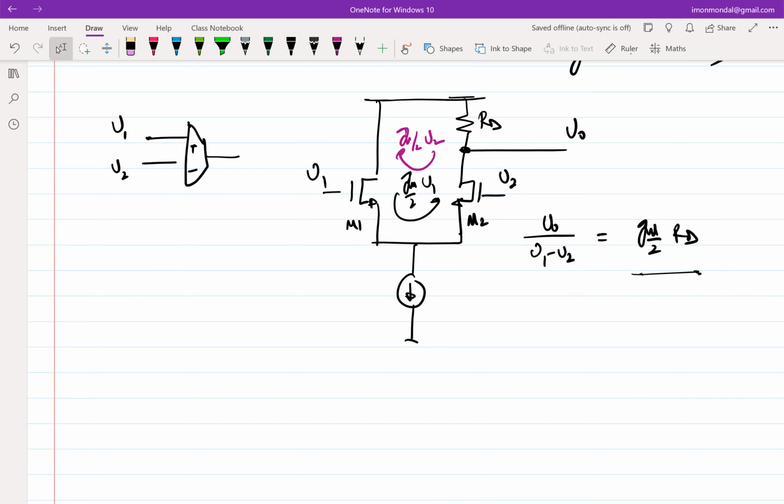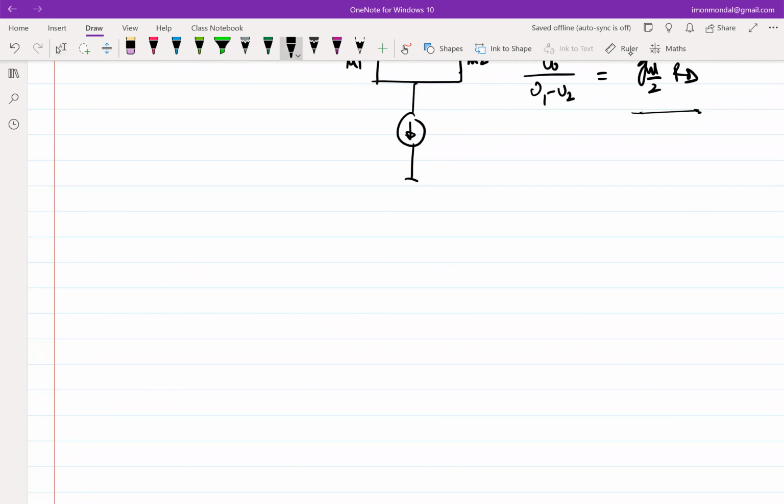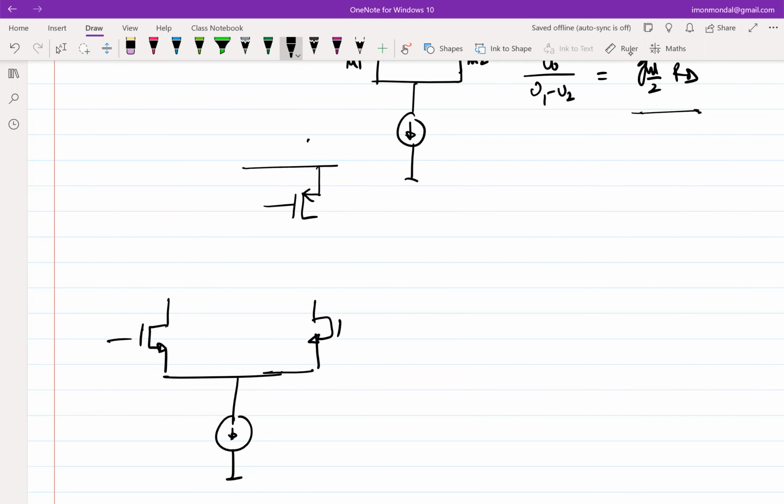Looking into, so that I look into the drain, right? This side should be a drain. So let's do that. And we have to bias it. So let's bias it using the same contraptions that we used earlier.